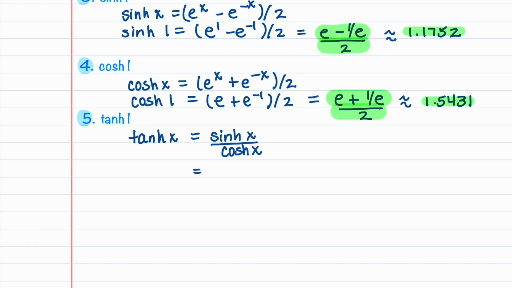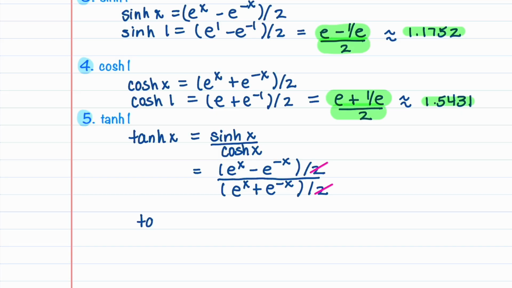Now we're going to plug in what sinh is. So this is e to the x minus e to the minus x divided by 2. And then cosh is the same thing, but there is a plus. So we have e to the x plus e to the minus x divided by 2. The 2's cancel each other out. And now we can go ahead and let x be equal to 1.